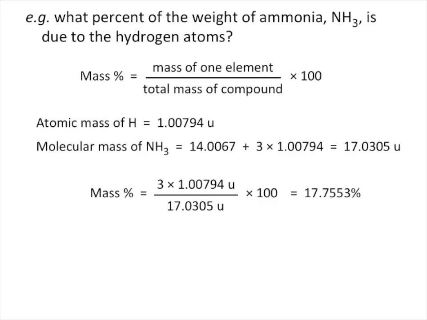17.7553% of the mass of ammonia is due to the hydrogen atoms. The rest of that mass is going to be due to the nitrogen, since it's the only other component in the molecule. Okay, and that's what we have for now.